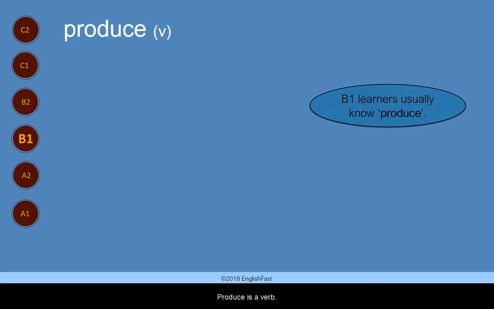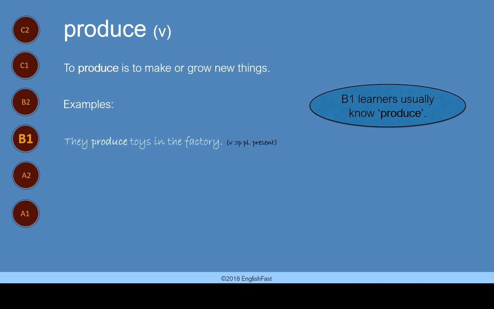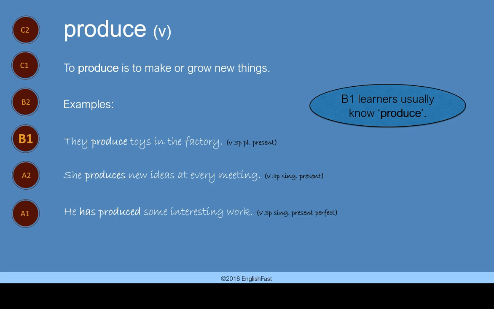Produce. Produce is a verb. B1 learners usually know produce. To produce is to make or grow new things. Here are some examples. They produce toys in the factory. She produces new ideas at every meeting. He has produced some interesting work.